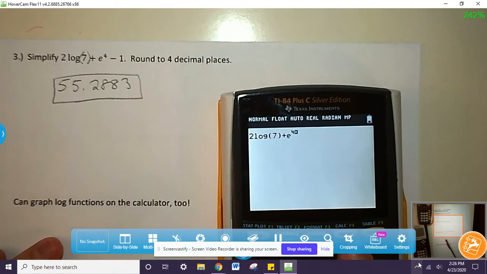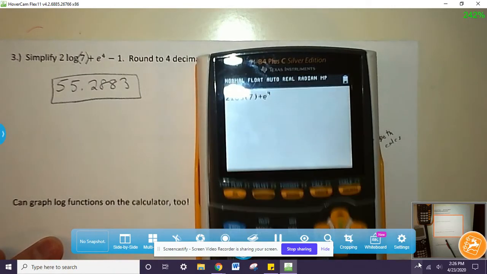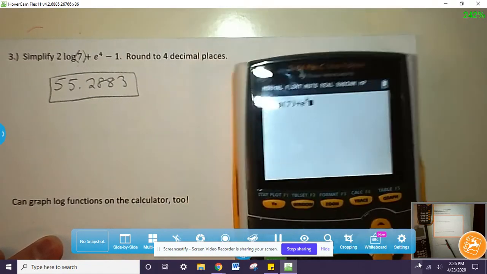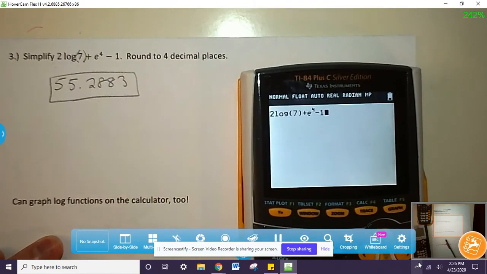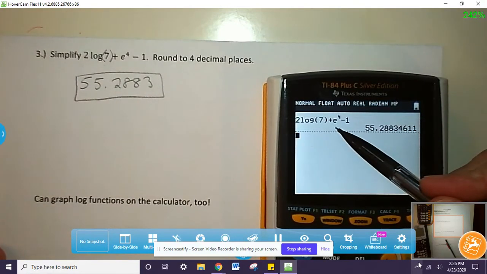So just use your right arrow button. Your right arrow is this guy here. And then you can put your minus 1. And you get the answer we got before. All right, so that's evaluating logs with a base of e.